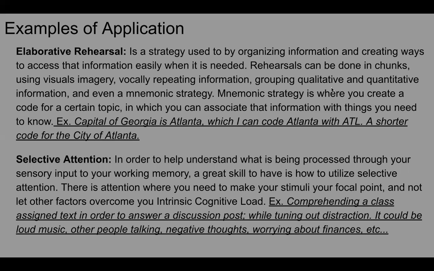Selective attention. In order to help understand what is being processed through your sensory input to your working memory, a great skill to have is how you utilize selective attention. This is where you need to make your stimuli your focal point and not let other factors overcome you, your intrinsic cognitive load. An example would be comprehending a class assigned text in order to answer a discussion post, while tuning out distraction. It could be loud music, other people talking, negative thoughts, worrying about finances, etc.